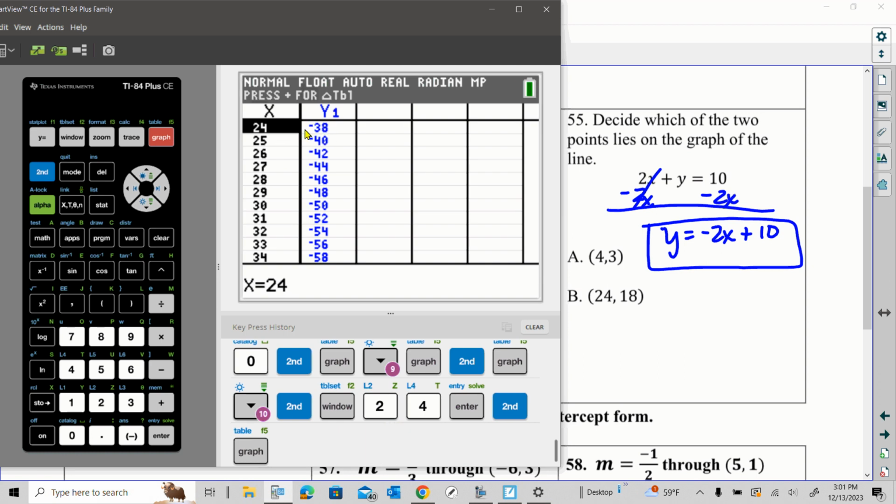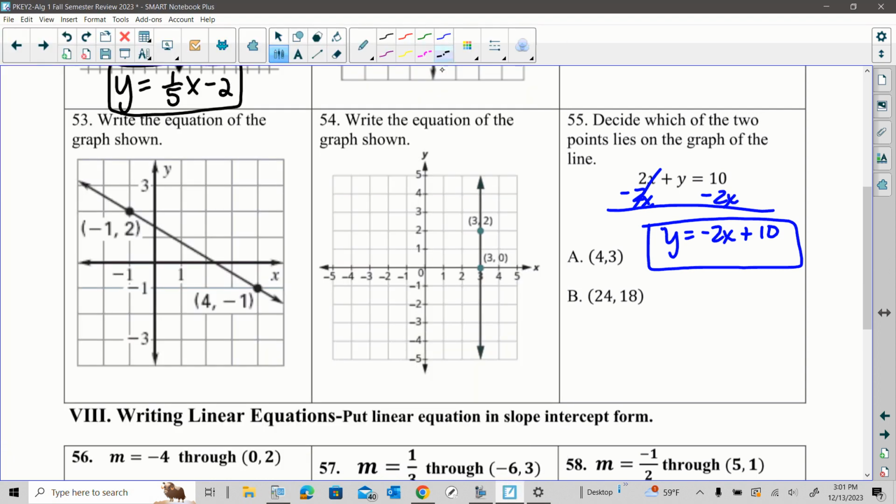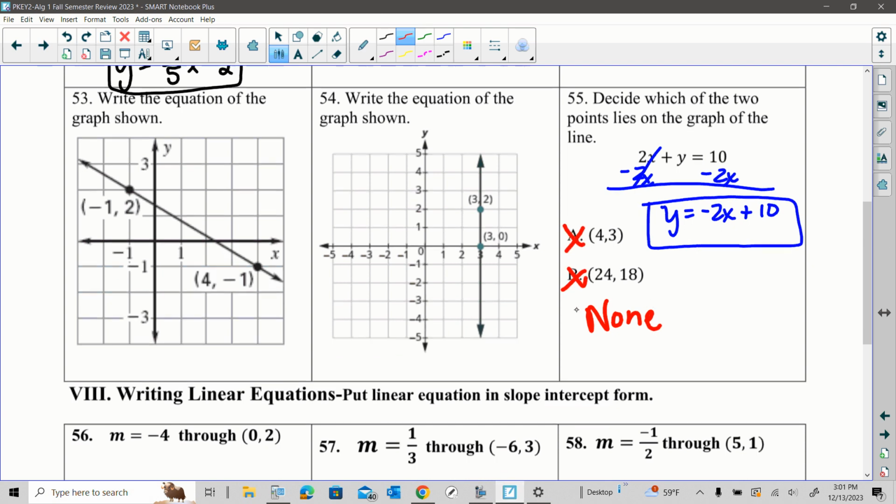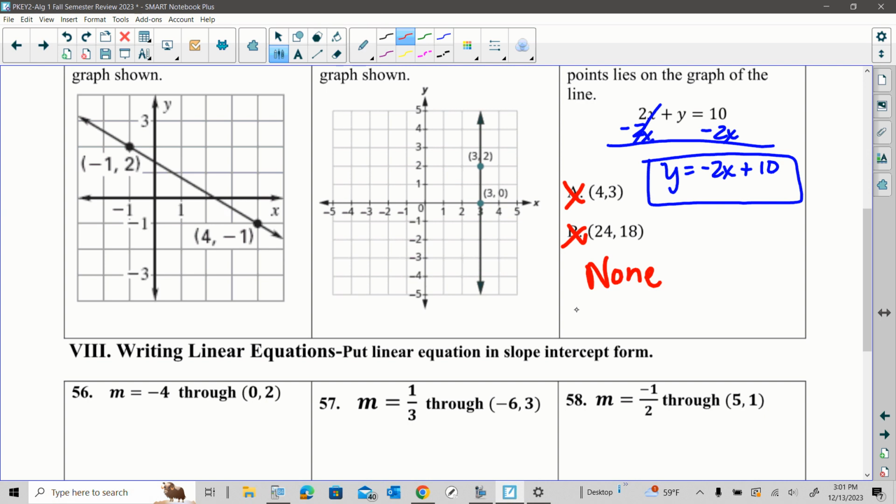But with that equation, the y value should be -38. So neither of these values work. So you just have to check using your calculator.